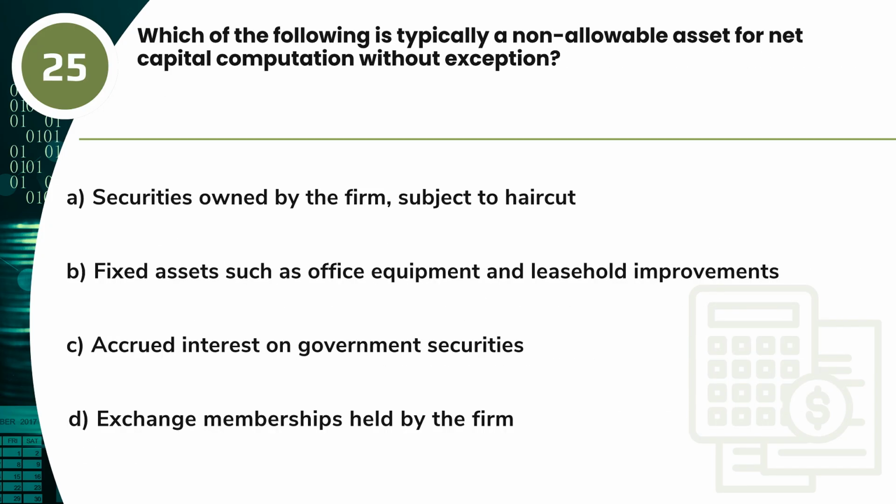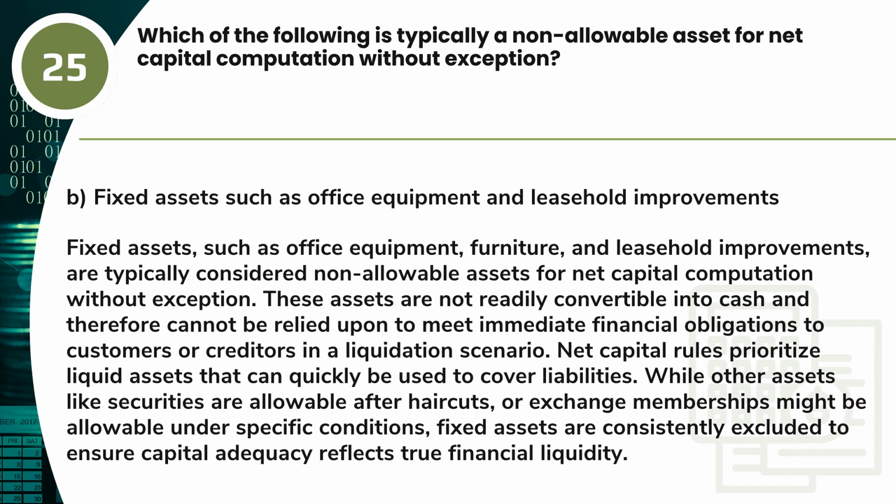Question 25. Which of the following is typically a non-allowable asset for net capital computation without exception? A. Securities owned by the firm subject to haircut. B. Fixed assets such as office equipment and leasehold improvements. C. Accrued interest on government securities. D. Exchange memberships held by the firm. Answer: B. Fixed assets such as office equipment and leasehold improvements.